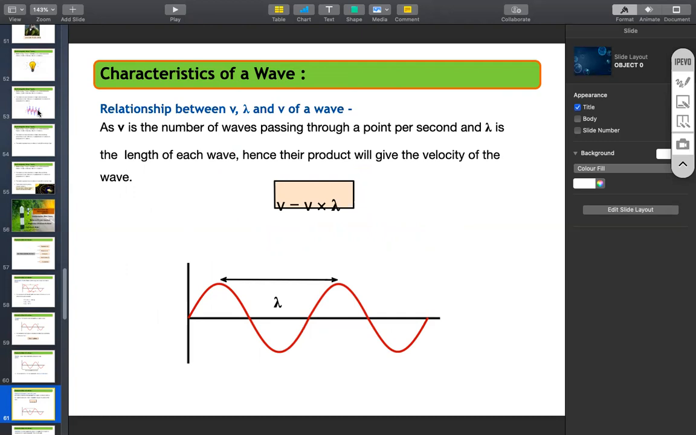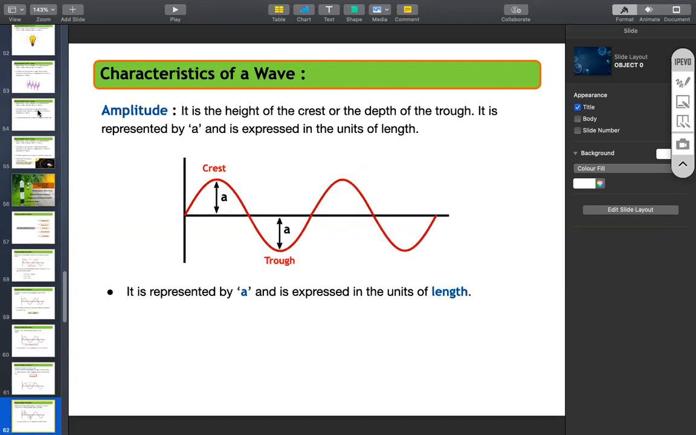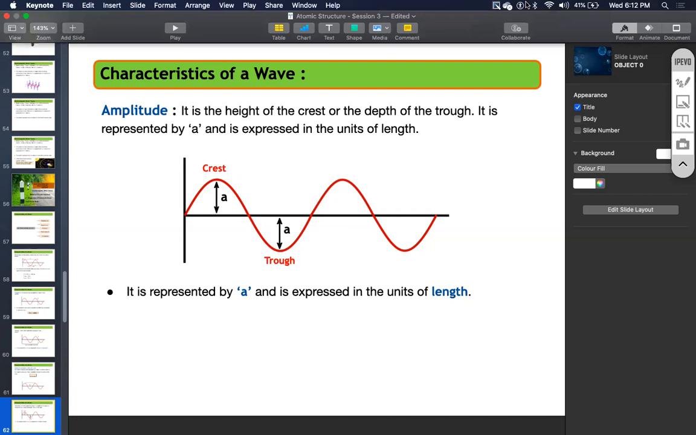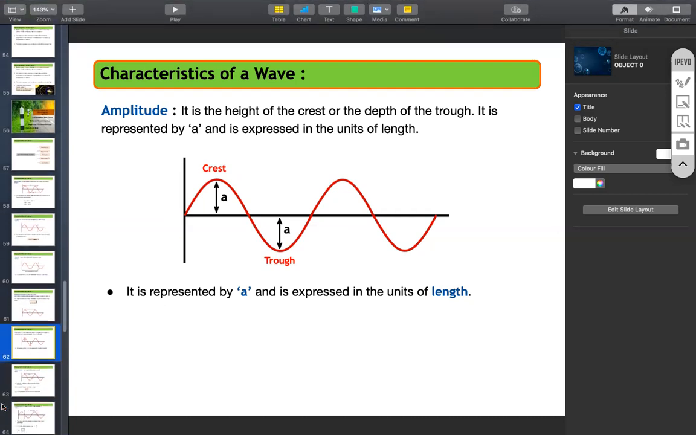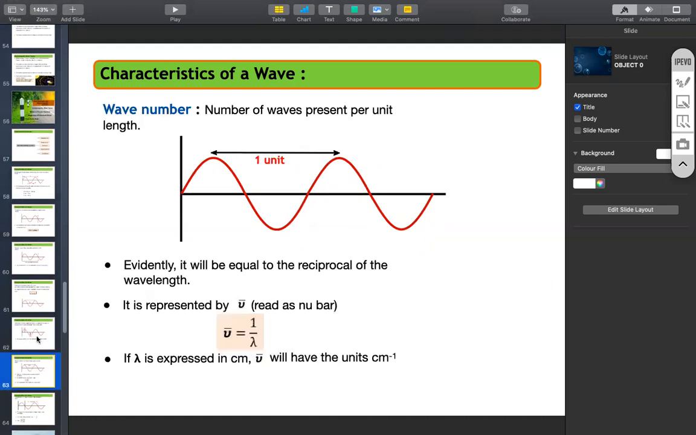I hope you have already copied this when I explained. Amplitude. Amplitude is the distance from the mean line at the maximum point. That is the amplitude. You can take the mean line and the maximum or minimum, anything, and you will get the amplitude. Any doubt? I am moving to the next thing.